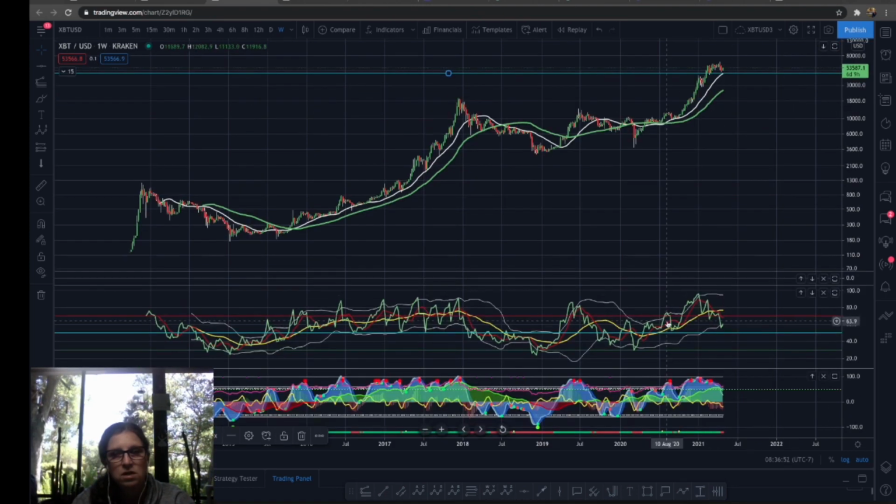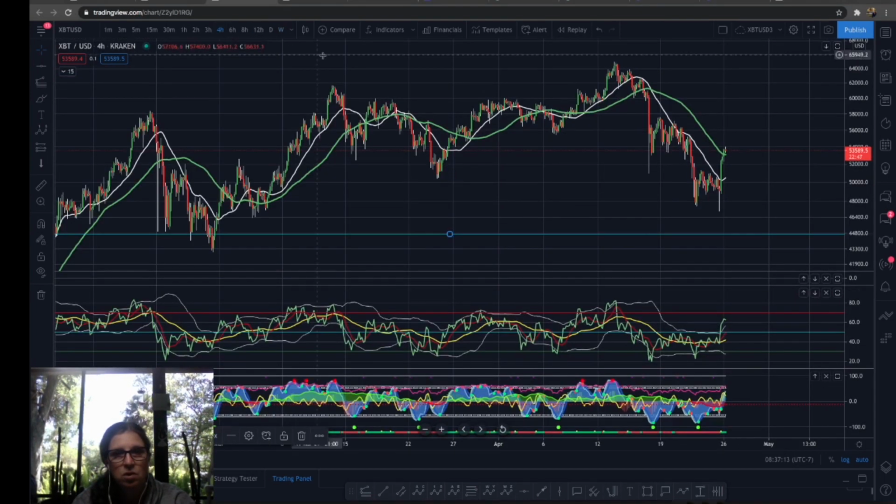Also on the RSI, in the prior bull run, we never came below the 50. So over here, we've made a little tick to the upside, but if we do roll over, I want to see it hold the 50. Let's go down and talk about the correction that we're currently in.